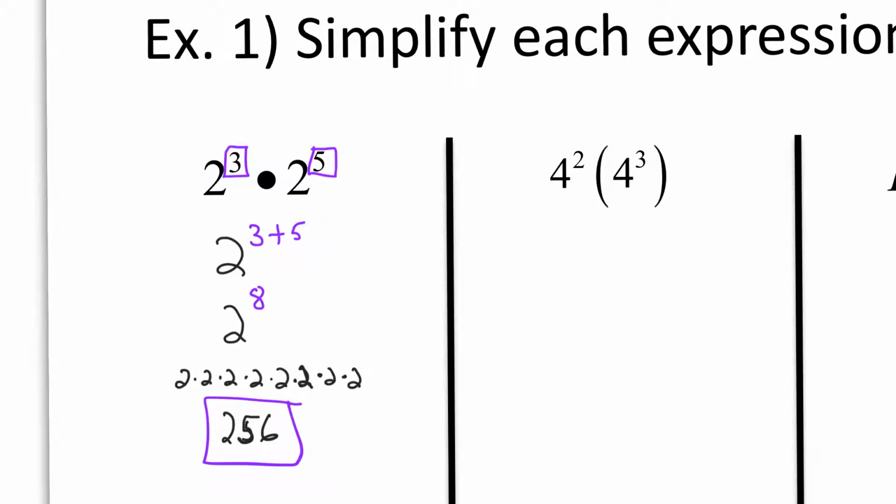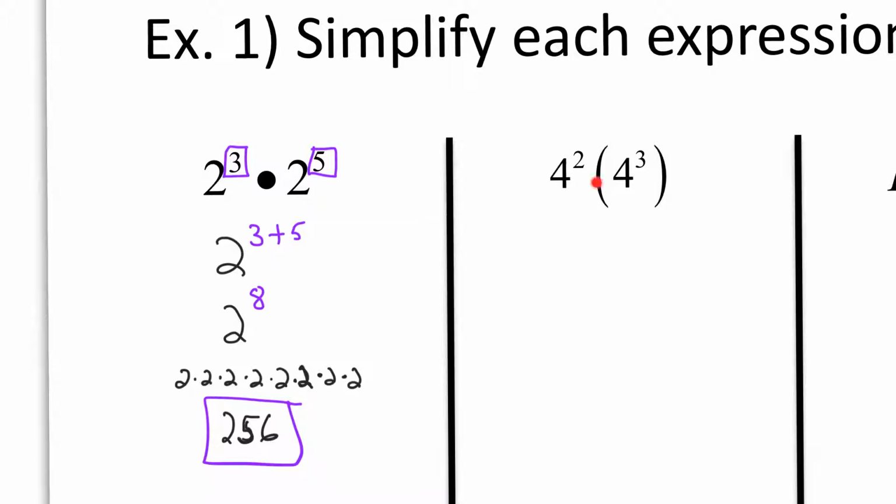If you are multiplying two terms, and these are monomials, this is one term, it's a number with an exponent. So you have a monomial times a monomial. When the monomials have the same base, you keep the base and you add the exponents. So you take the 3 and the 5 and you add, and then you simplify that expression. Let's look at the next one.